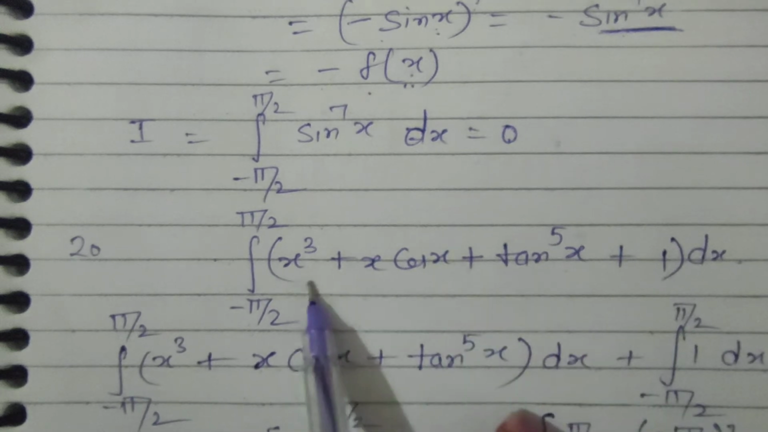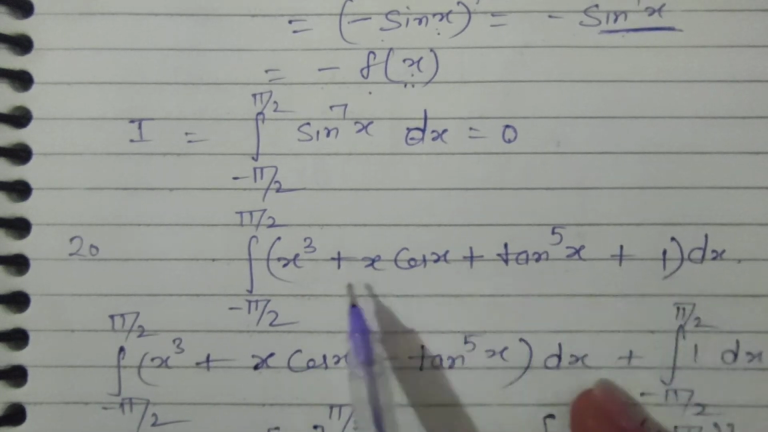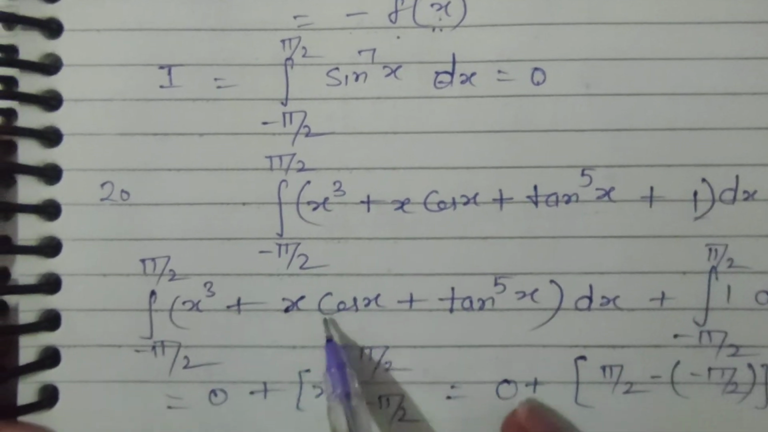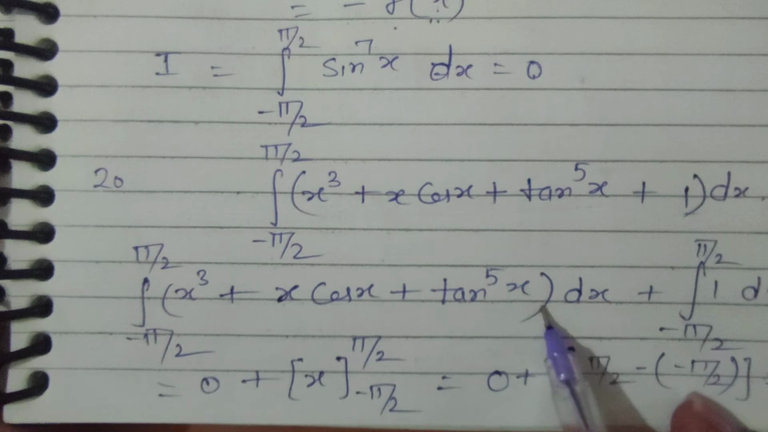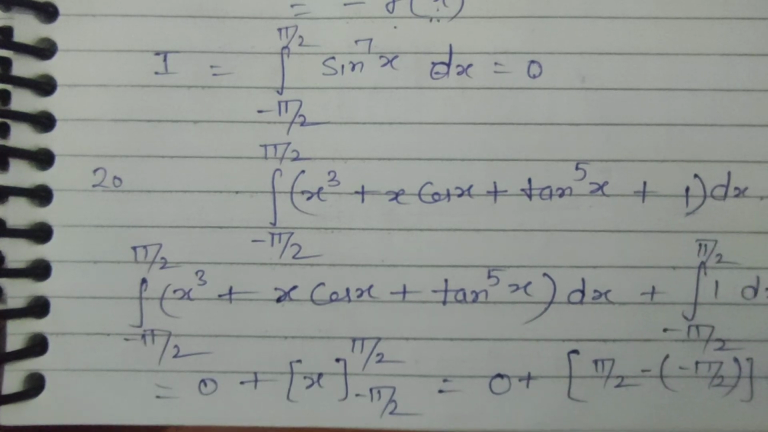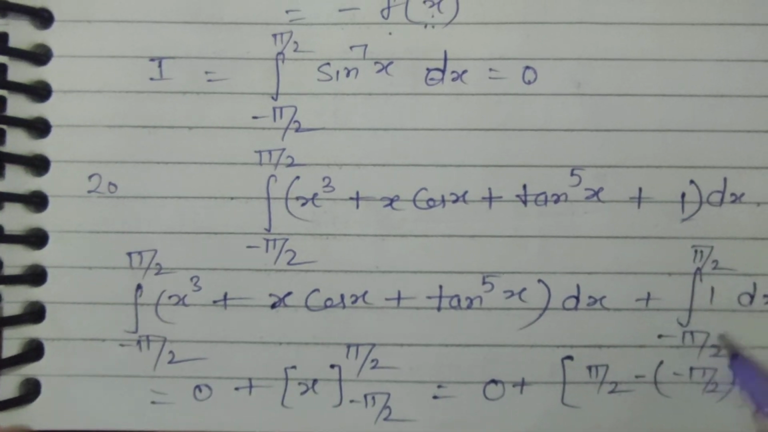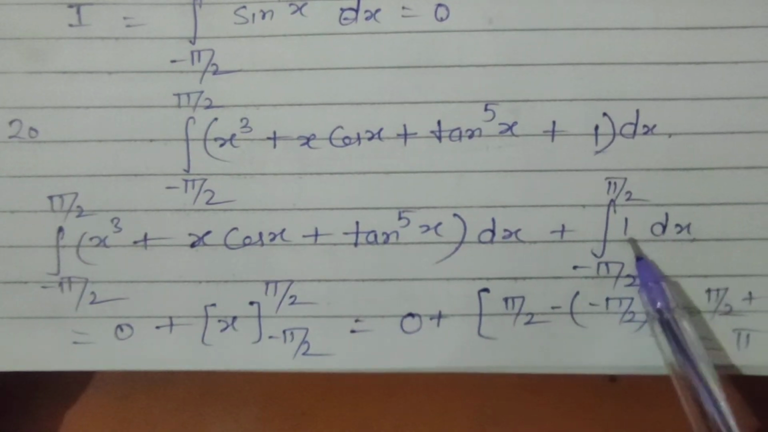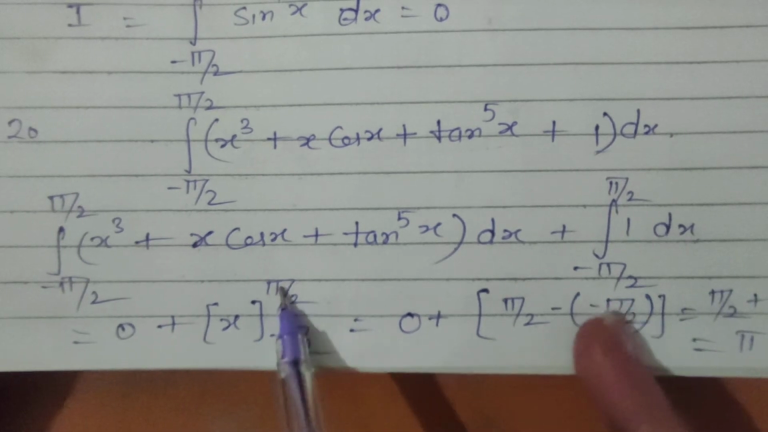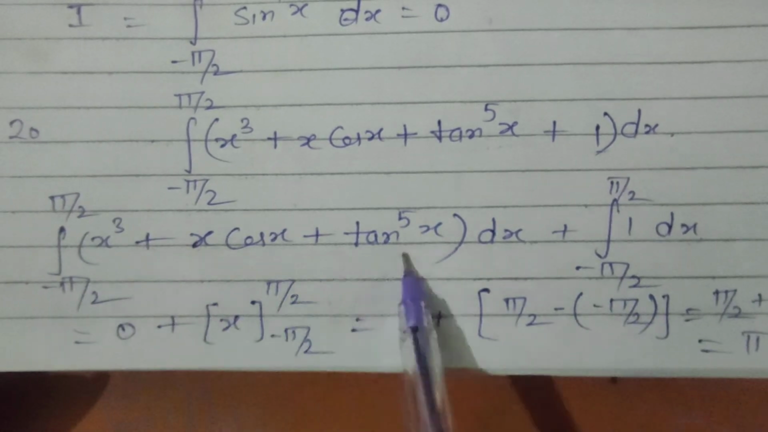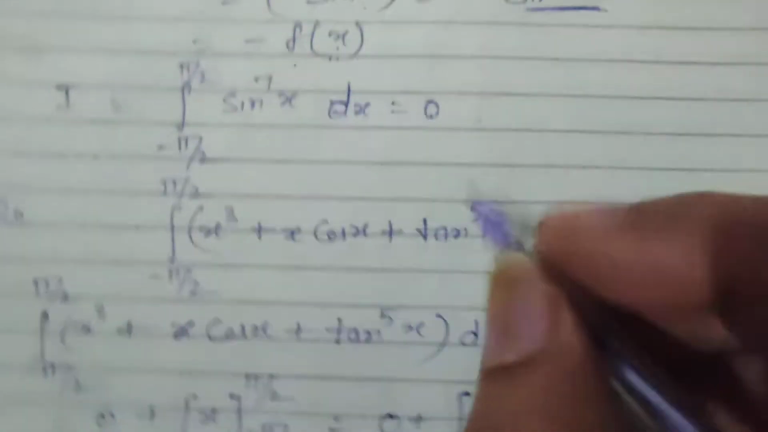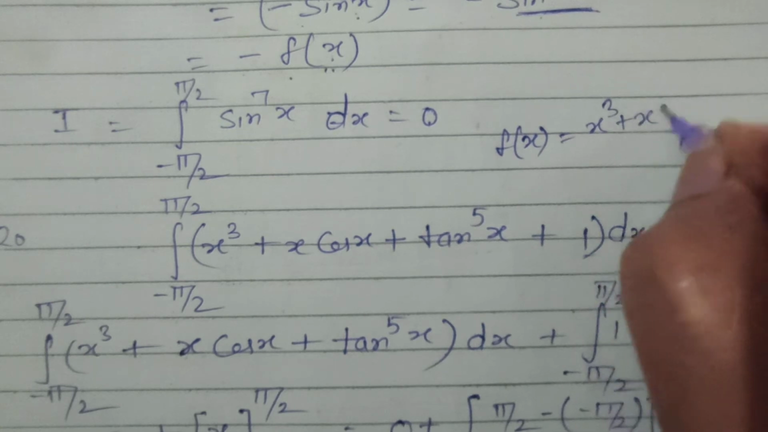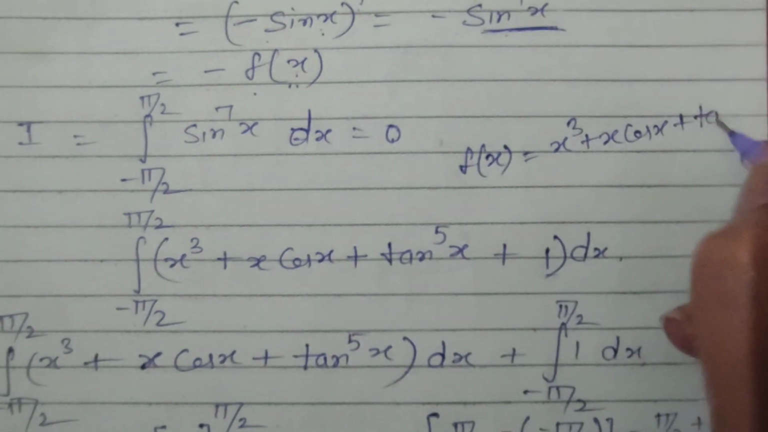So we can take this as one function and this as another function. We can separate these: x cube plus x cos x plus tangent raised to power 5x dx, and 1 को अलग ले लो, 1 dx integration of 1, limit is minus pi by 2 to pi by 2. We can find its integration. 1 integration is x, limit is minus pi by 2 to pi by 2. But look at this function, this is f(x). f(x) is equal to x raised to power 3 plus x cos x plus tangent 5x.